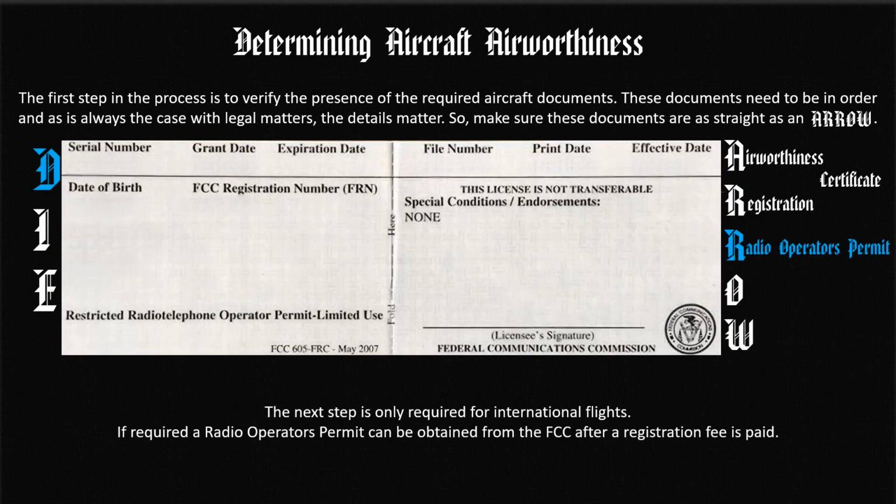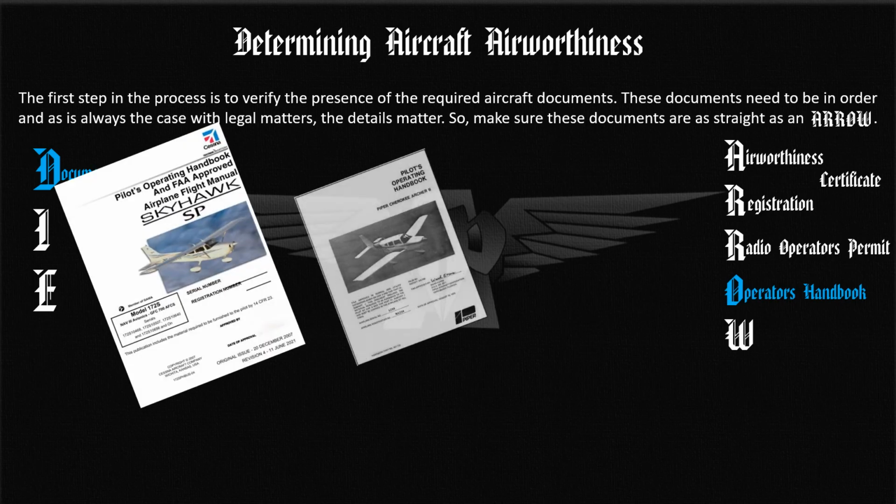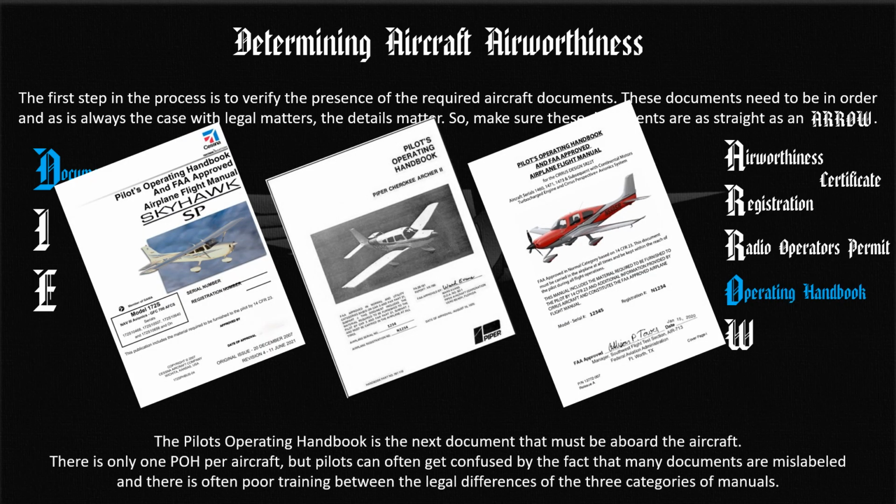The next step is only required for international flights. If required, a radio operator's permit can be obtained from the Federal Communications Commission after a registration fee is paid. The pilot's operating handbook is the next document that must be aboard the aircraft.